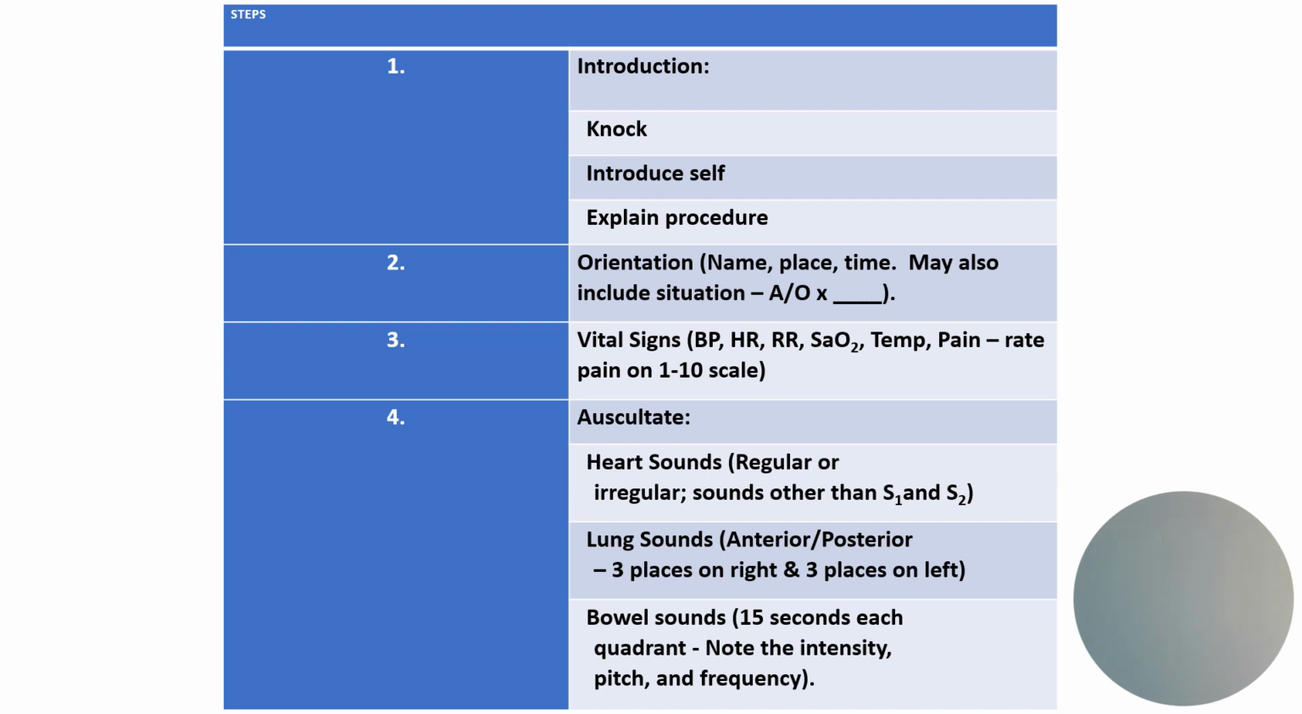Times how many lobes? Well, there's 5 lobes in the lungs. Even though you are listening in 6 different areas, there are only 5 lobes. So you can put CTA times 5.